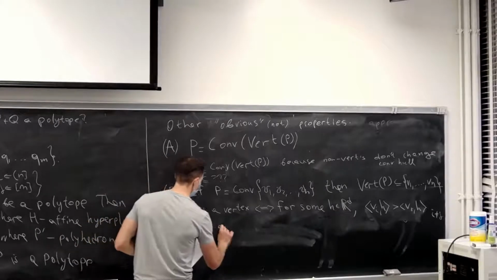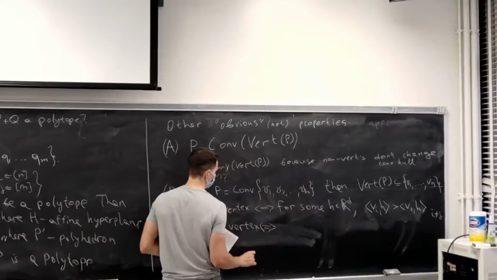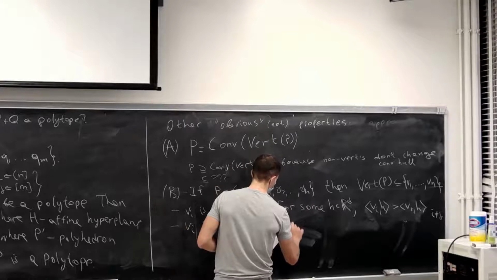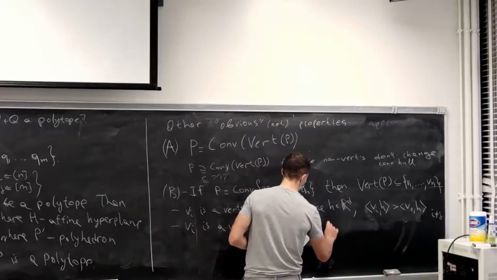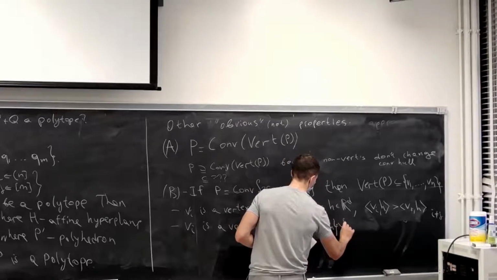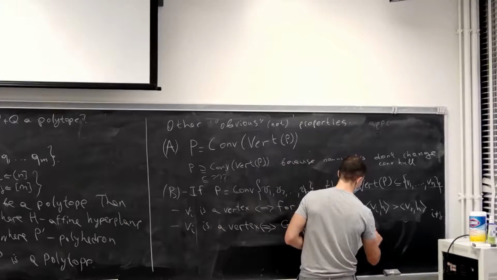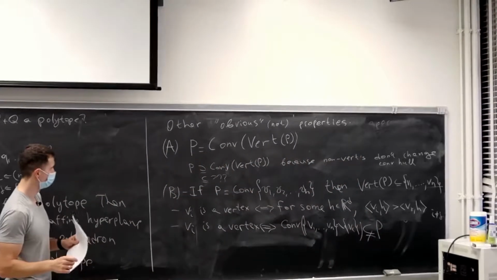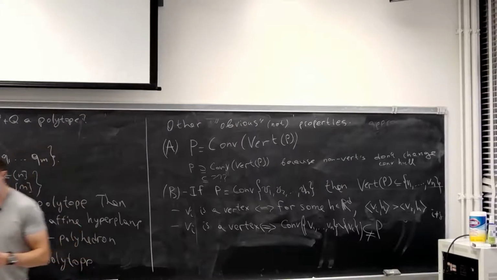Let me mention another characterization. Vi is a vertex if and only if the convex hull of all of these V1 through Vn, but without Vi, gives you a convex hull that's strictly contained in P. So that's one thing.